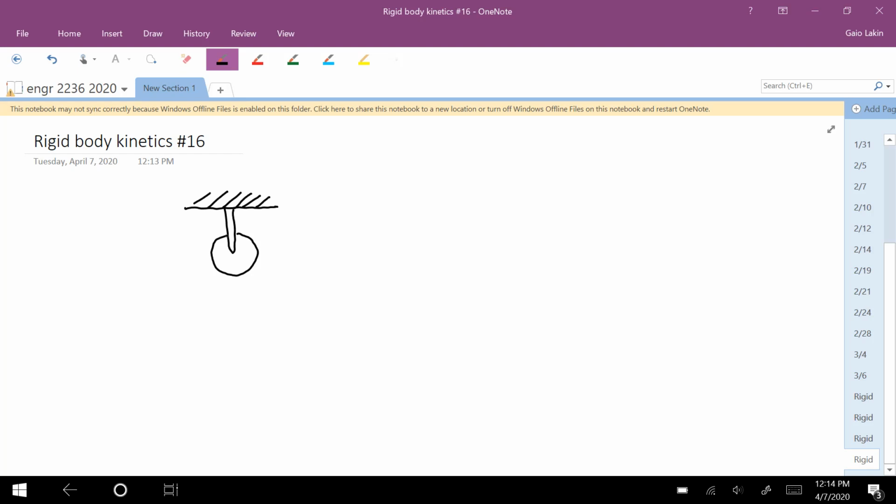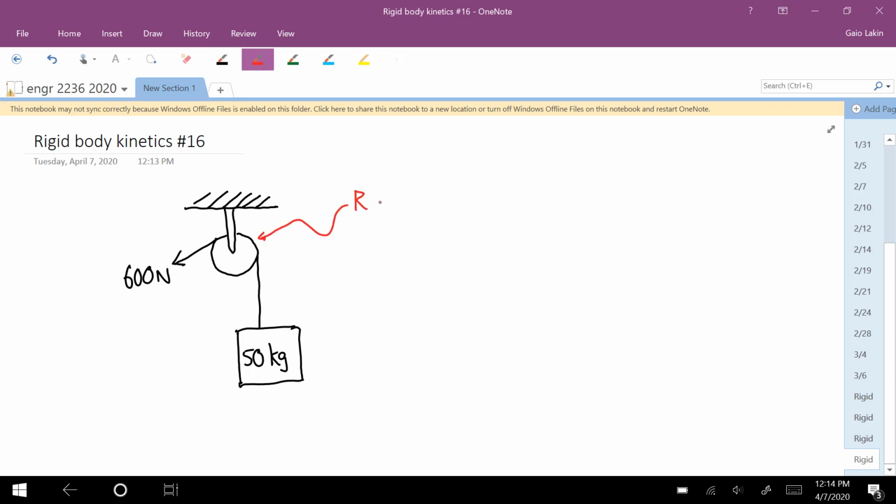And you have a mass hanging from a cable over one side of the pulley. Say this mass is 50 kilograms. And then you have a 600 Newton force on the other side. And the question is, if the pulley has a radius of 0.1 meters and a mass of 3 kilograms, what's the acceleration of that block?